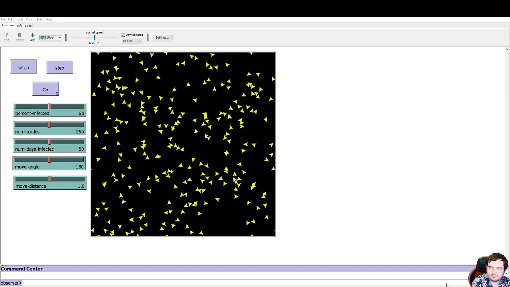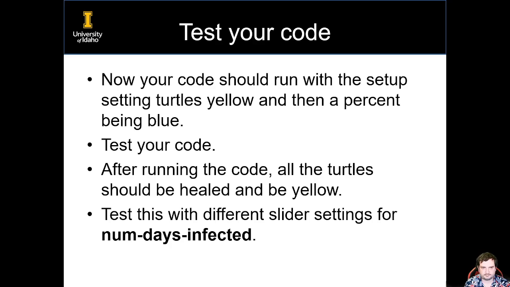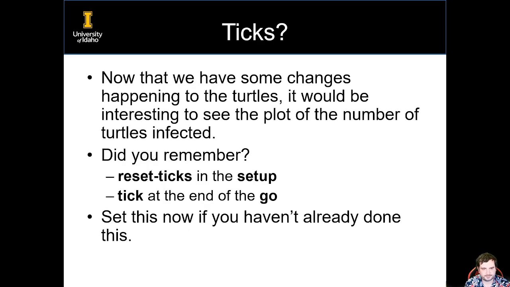Let's see if we can figure out what else we want to do. So our code runs, makes them yellow, and some of them start as blue. We run it for a little bit, then everyone is better. We could try this out with the number of days infected, and it would work out for us.